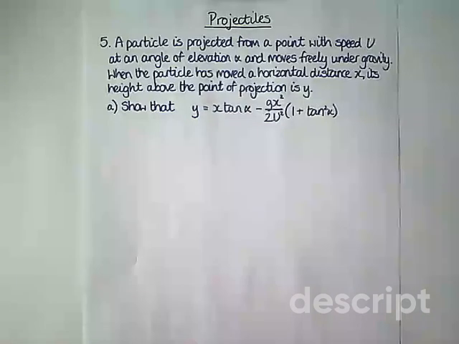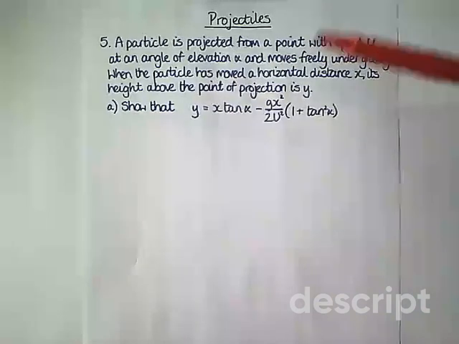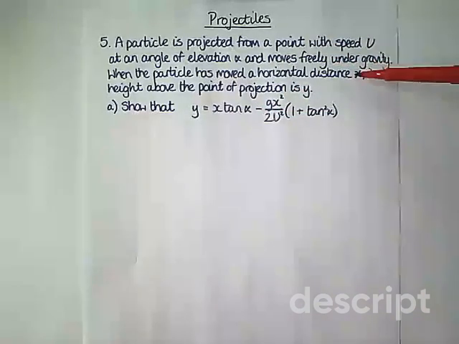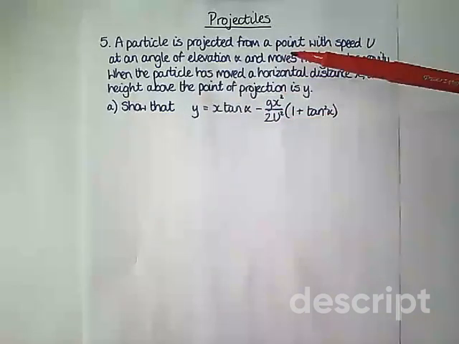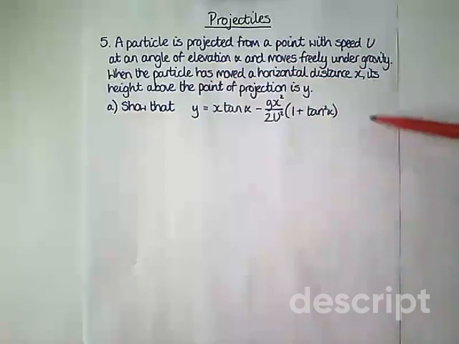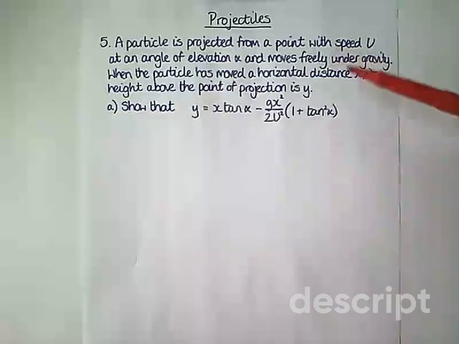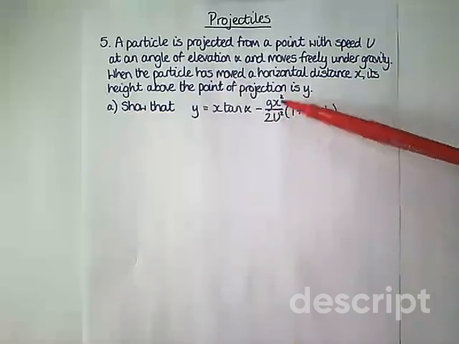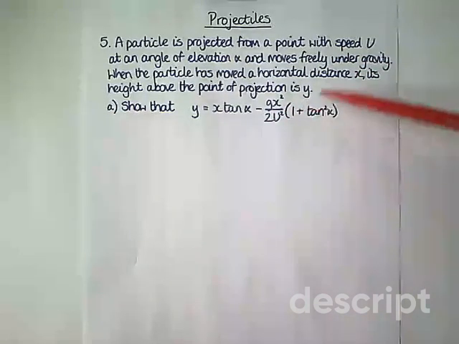We are back with another projectiles example. Okay, this time we've got a particle projected with speed u at an angle of elevation alpha. And then we are told when the particle has moved a horizontal distance x, its height above the point of projection is y. And then we need to show that y equals x tan alpha minus gx squared over 2u squared, bracket 1 plus tan squared alpha.